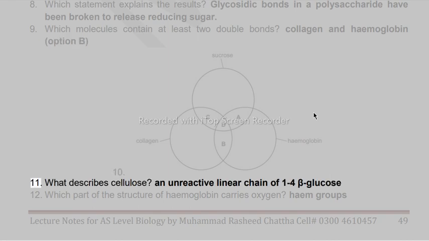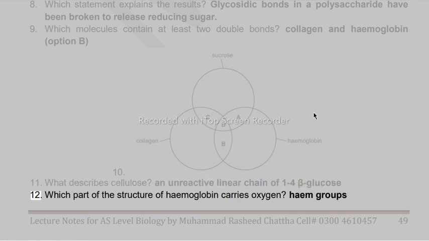10. 11. What describes cellulose? An unreactive linear chain of 1-4 beta-glucose. 12. Which part of the structure of hemoglobin carries oxygen? Heme groups.